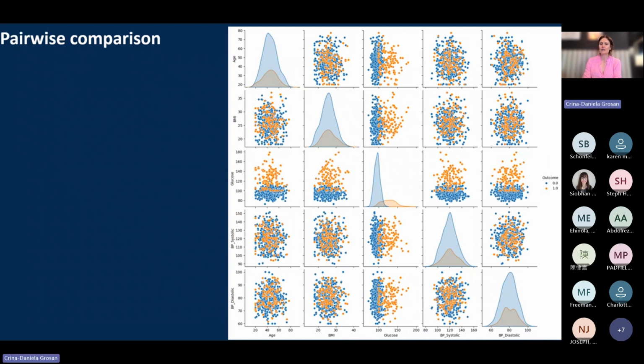And the last one of this exploratory analysis, and you see most of them, I've just put them visually, is this pairwise comparison. We have 2 outcomes, blue and orange for diabetes and for non-diabetes, and this is the pairwise comparison between each of the 4 attributes taken 2 at a time.